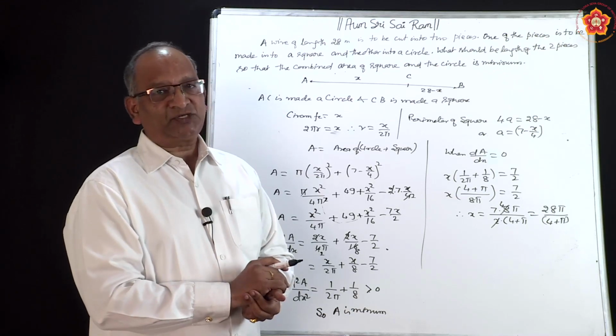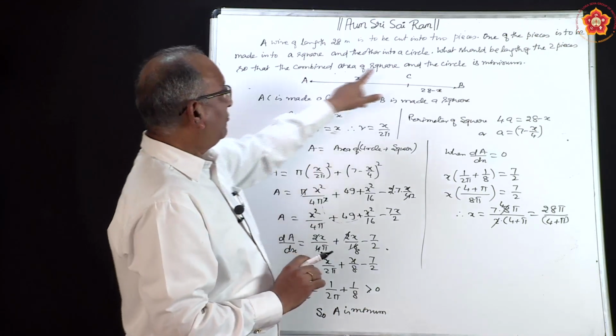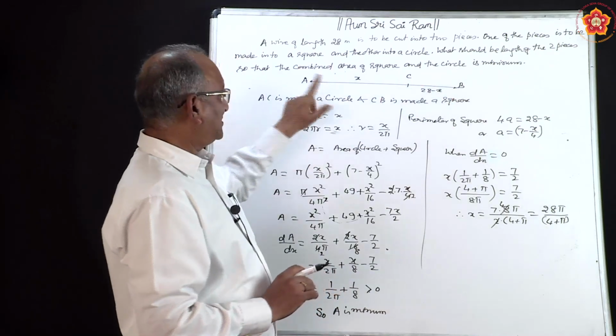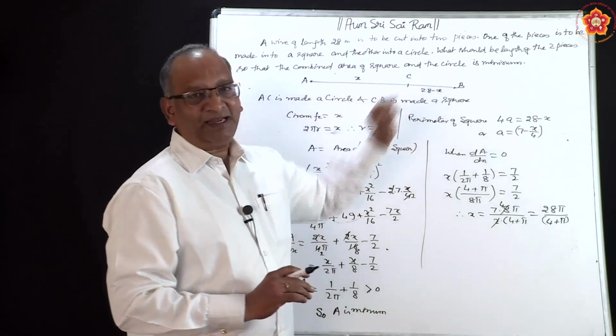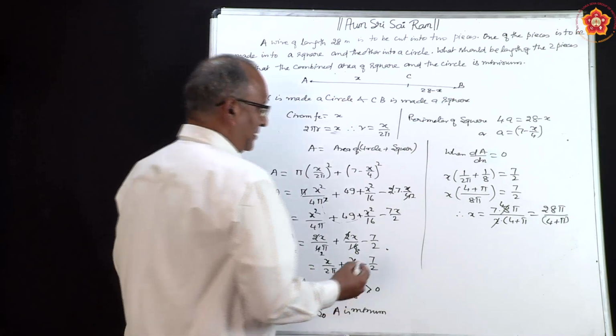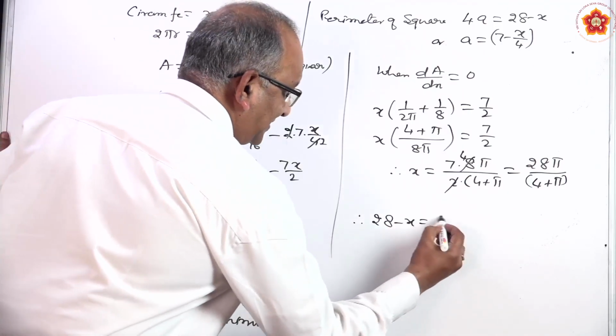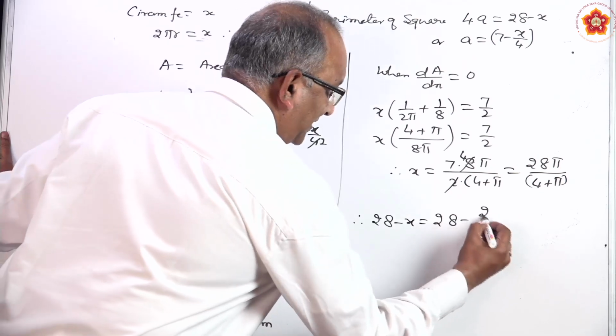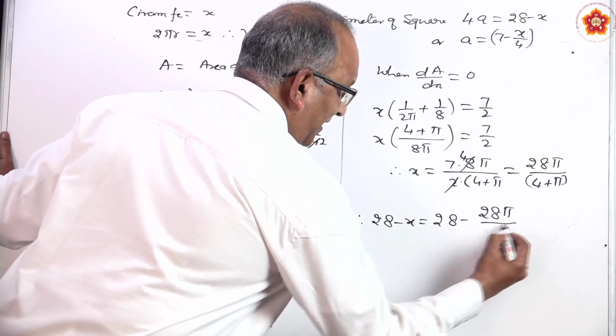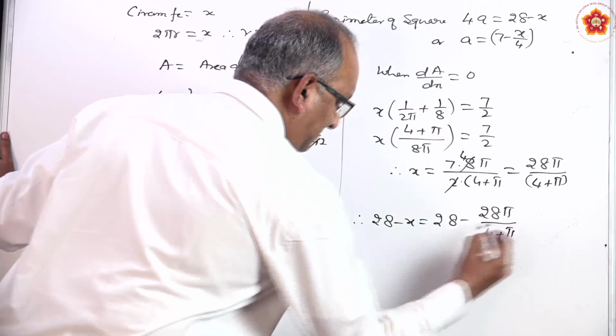He asked where it should be cut. What should be the length of the two pieces? So one length is x. What is the other length? 28 minus x. So hence 28 minus x is equal to 28 minus 28 pi by 4 plus pi. Simplify it.